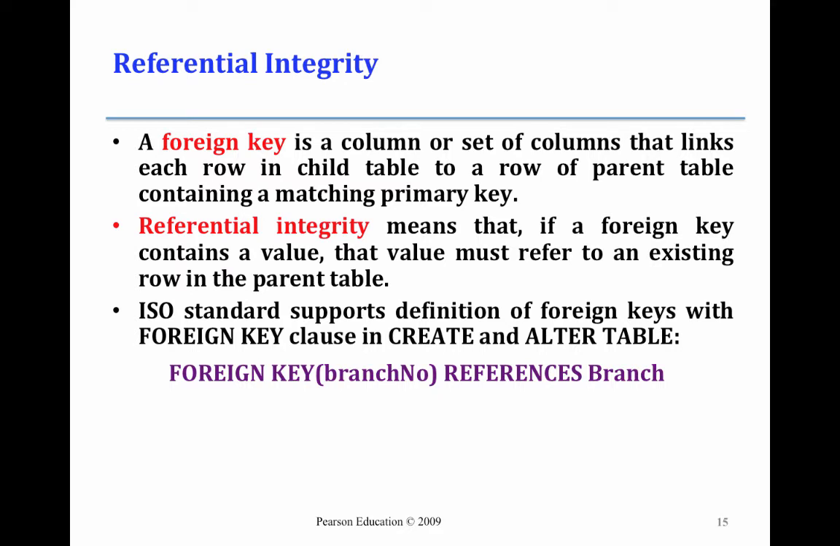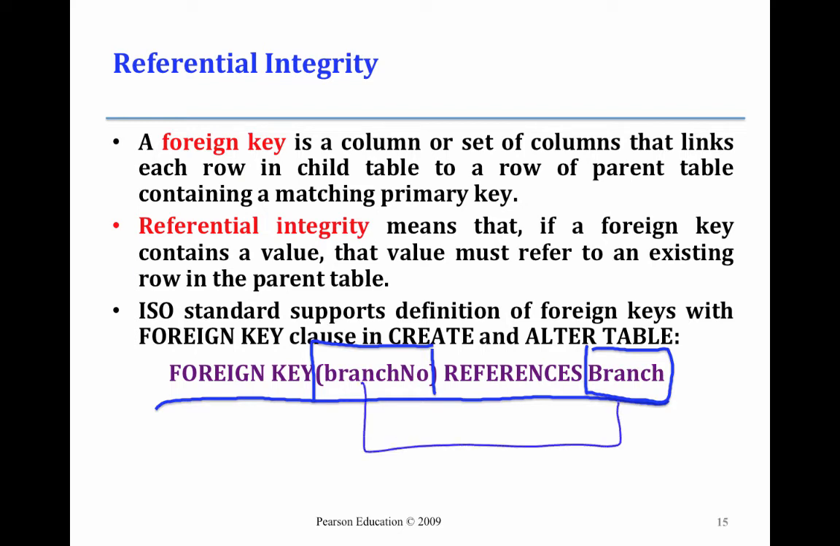Okay, then with referential integrity, that's where you're declaring your foreign keys. So you specifically tell it two pieces of information. You tell it the name of the column that's the foreign key and what relation it is referencing. And that's saying that anytime you use a branch number in this relation here, you're guaranteeing that it matches a branch number in branch.